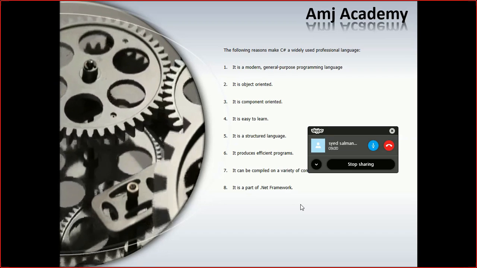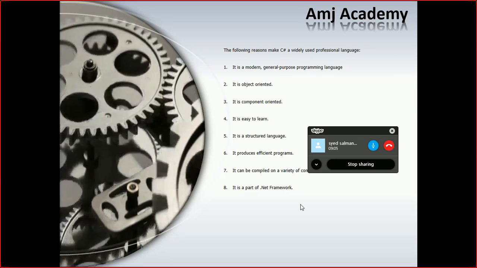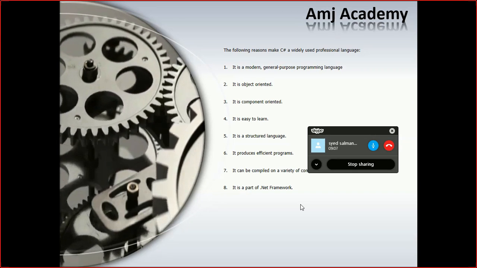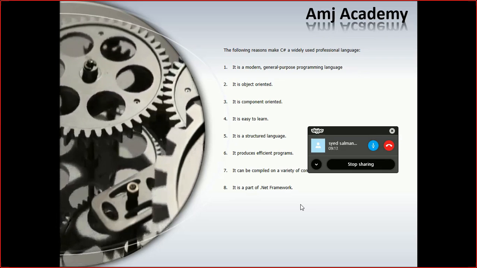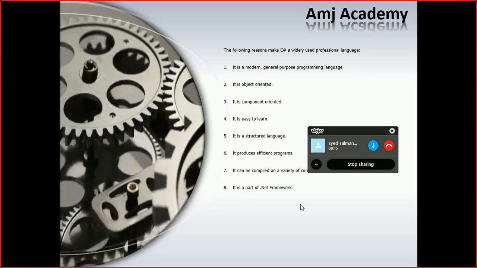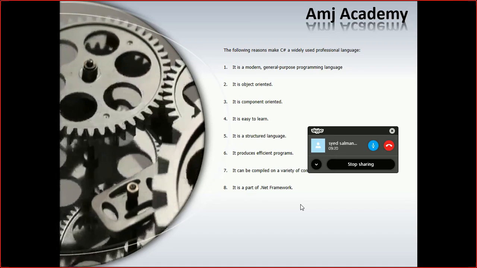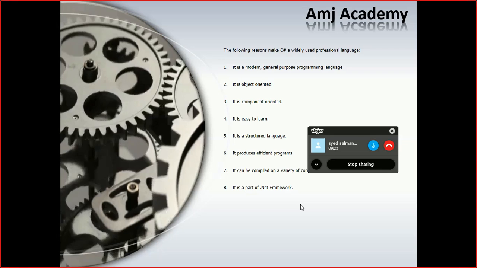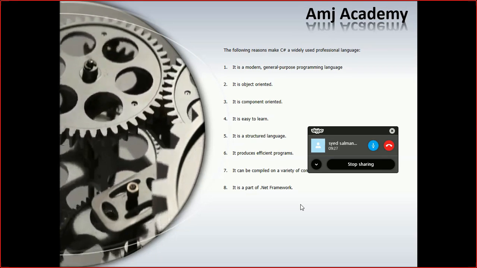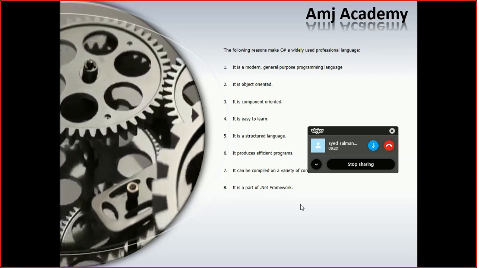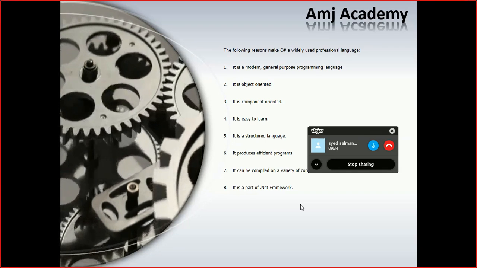First, it is a modern general purpose language. Second, it is object oriented programming. C Sharp is basically object oriented, and in coming days we will go through object oriented programming in detail. So the main features of C Sharp are: it's a modern and general purpose programming language, an object oriented programming language, a component oriented programming language, and it is easy to learn, I can say.